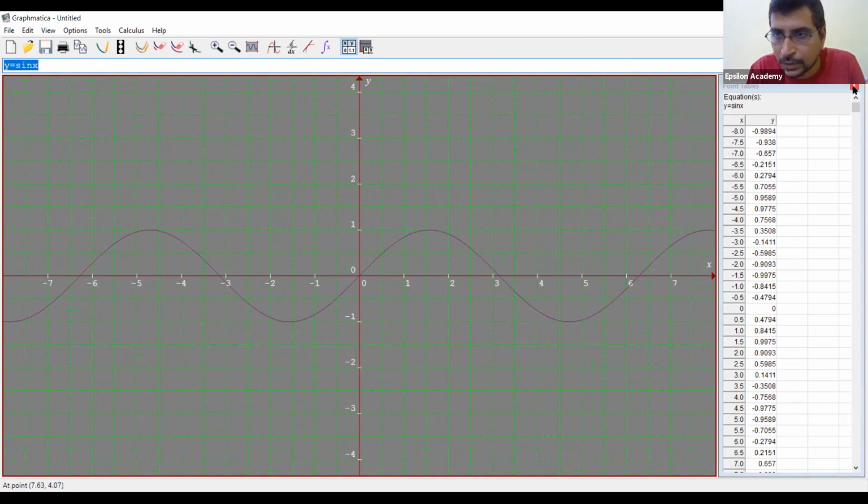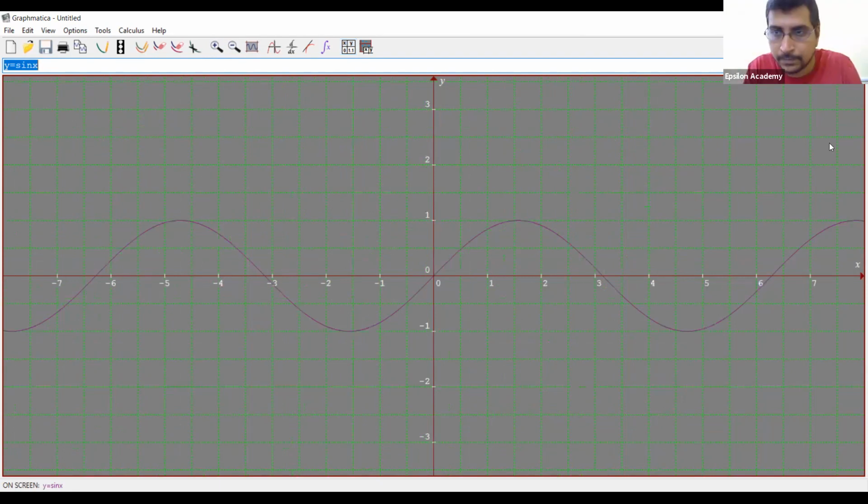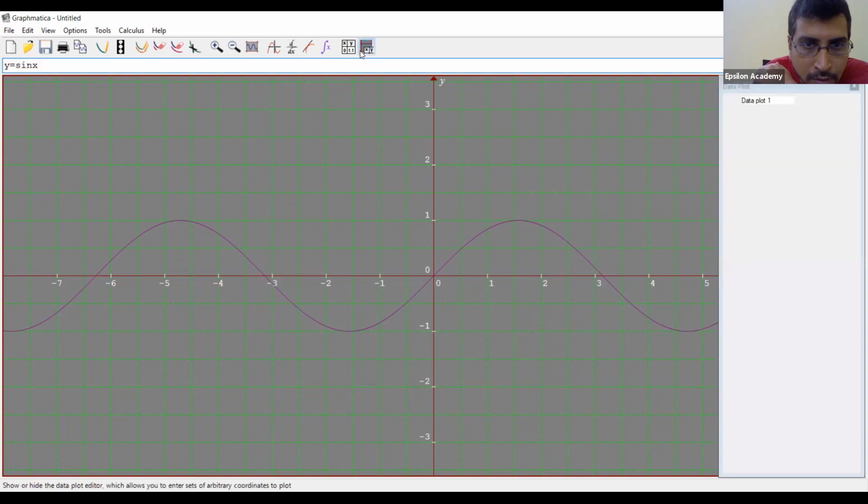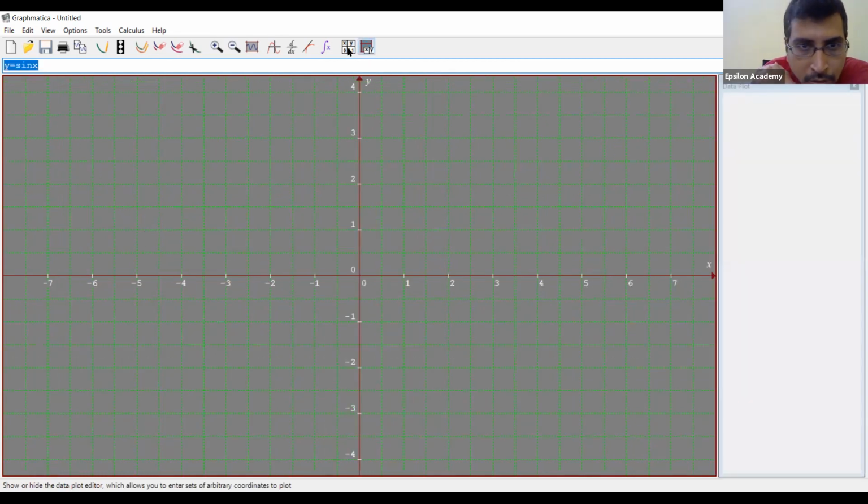How did you get this graph? You give x is equal to 0, you get y is equal to 0. X is equal to pi by 2. How much is pi by 2, guys? 90. One minute, I'll see if I can change to radians.